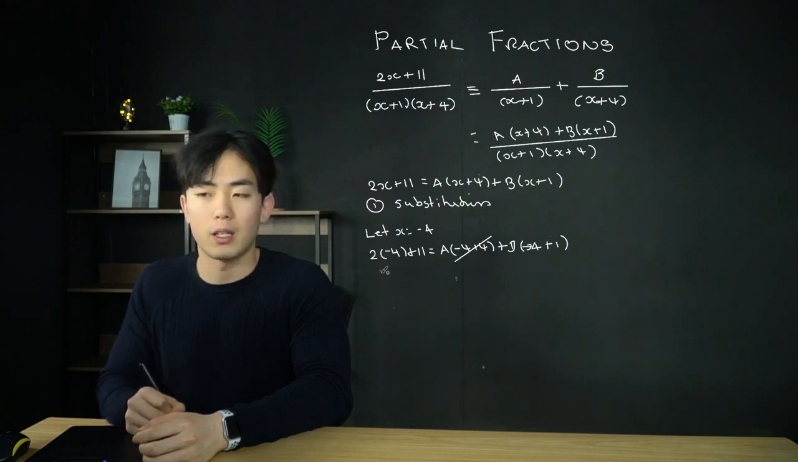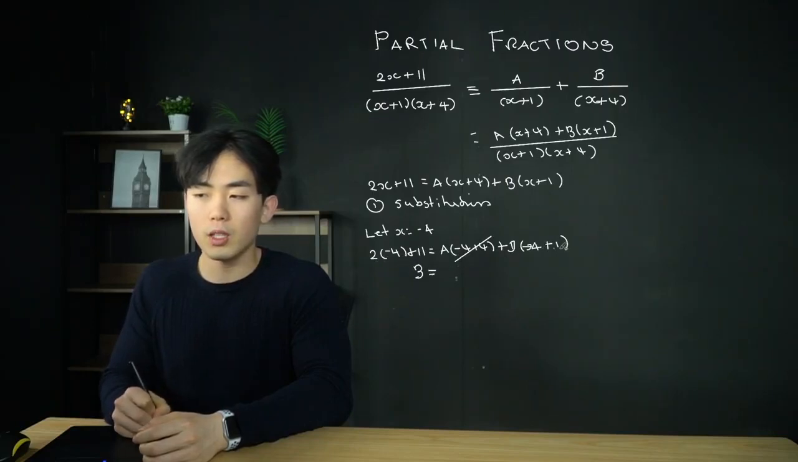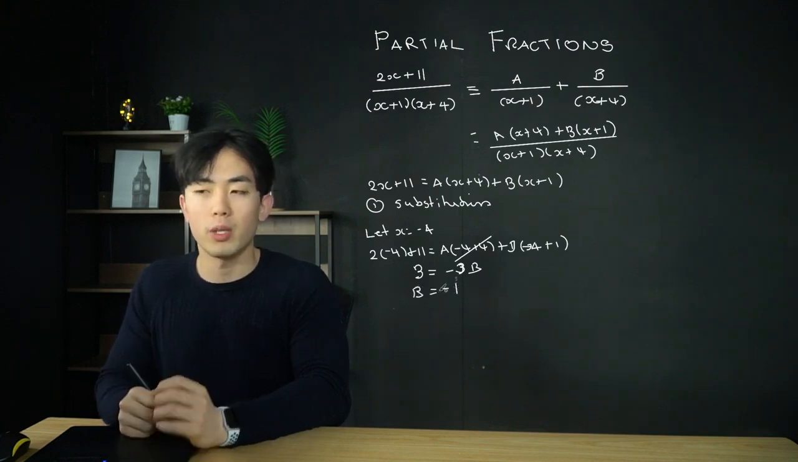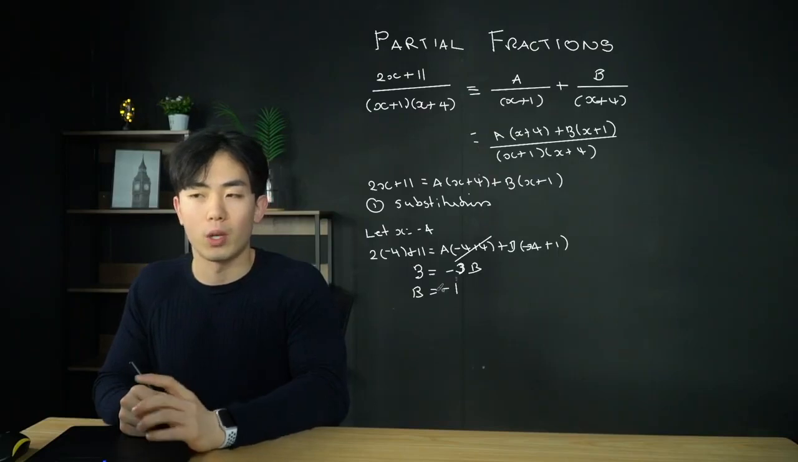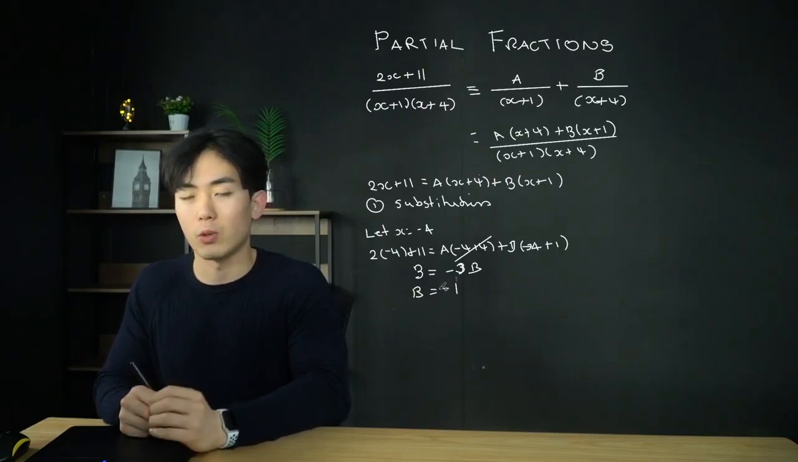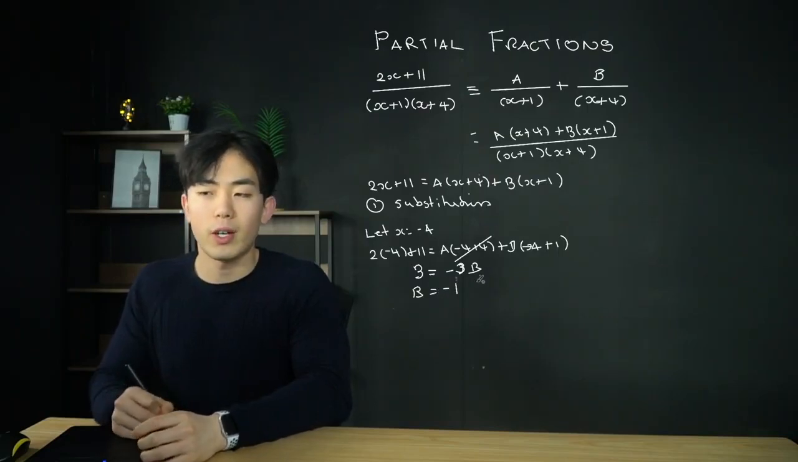And if we were to go about completing this, we have minus 8 plus 11, so that's 3. That's equal to negative 4 plus 1 is minus 3, so it's minus 3b. Okay, sorry, this is a 3. And therefore b will be equal to negative 1. Okay, so what we went about doing is try and get rid of one of these two terms by making it equal to 0. So we found the b value.